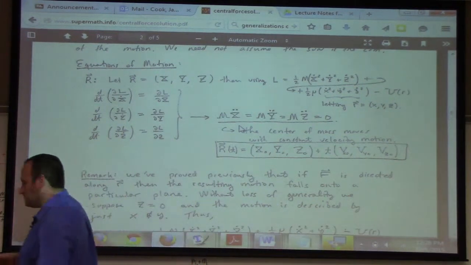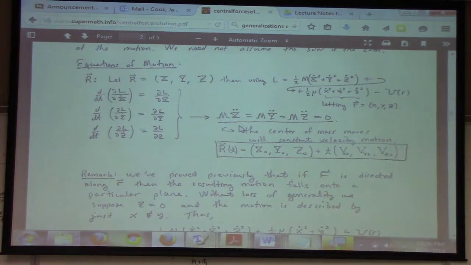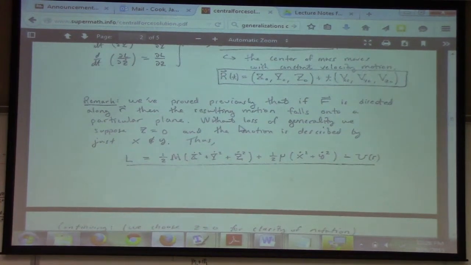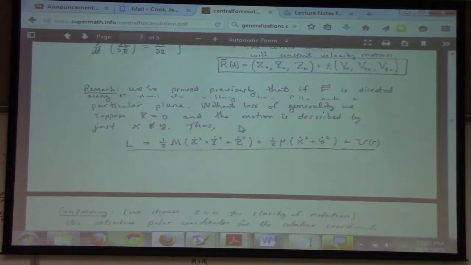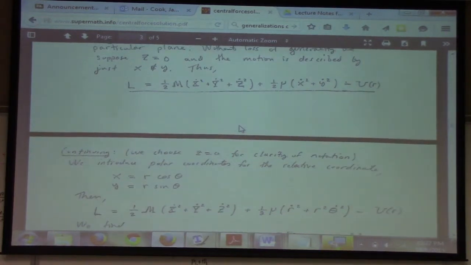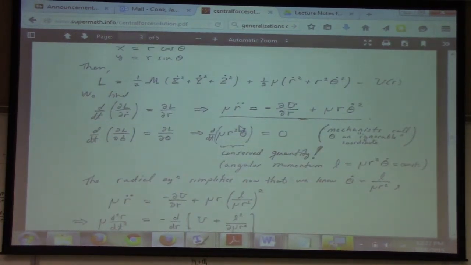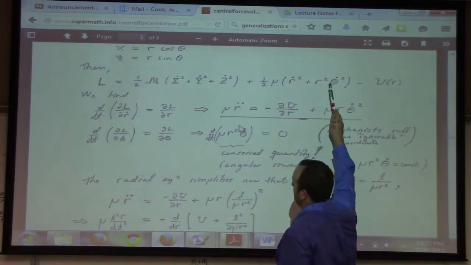Calculus 3 shows you that the motion is planar, because if you look at the force of gravity crossed with r, you get 0. Anyway, a little calculus 3 argument gives you that the motion is planar. I don't have time for that today. So we can assume that little r squared is x squared plus y squared. And then, of course, the way to do that properly is to use polar coordinates: 1/2 mu times r dot squared plus r squared theta dot squared.